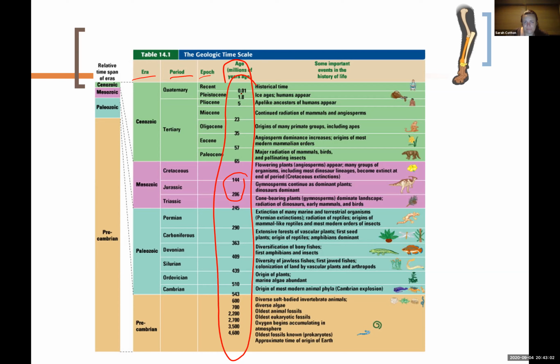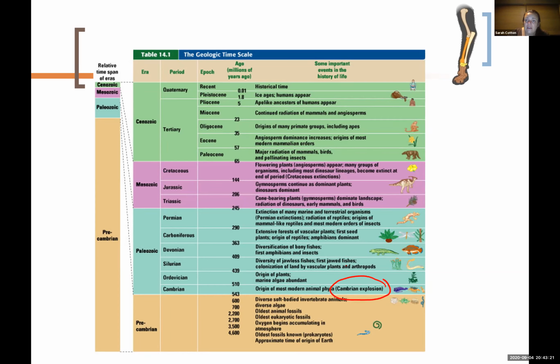And so essentially the boundaries between these different time periods are boundaries that represent big changes. Okay, so what do I mean by big changes?